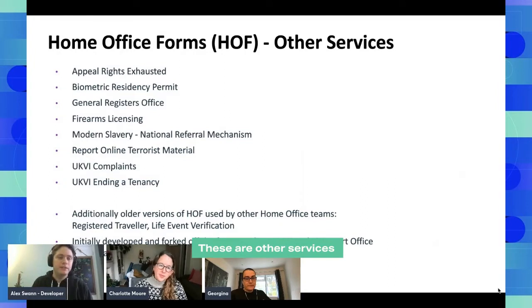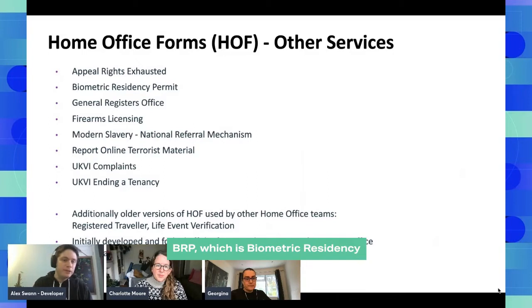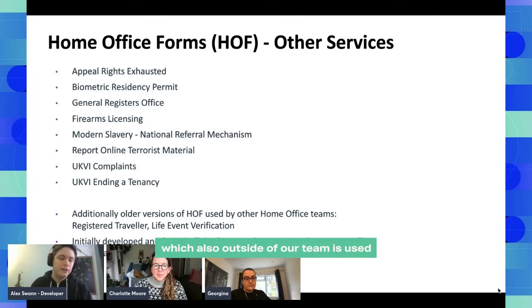Home Office Forms support team. These are other services that we currently support: Appeal Rights Exhausted, BRP, which is Biometric Residency Permit, amongst others, as well as firearms licensing and report online terrorist material. So there's quite a few. At the moment, including refugee integration loan, about 9 or 10 services we support, and all of them are node applications that extend off the same framework, Home Office Forms, which outside of our team is also used in other areas of the Home Office, including Border Force, Registered Traveller Service, and Life Event Verification in Her Majesty's Passport Office.